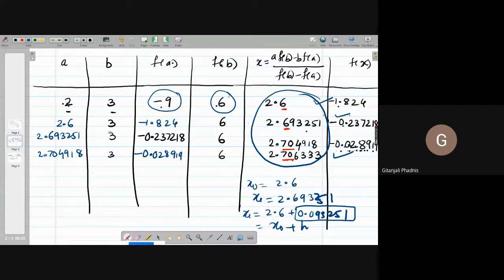What can you say about this h value? Is it a very big number or a very small number? Very small. Now consider this is my x naught, this is my x1, this is my x2. Now I can express x2. x2 is 2.704918, which I can write as 2.693251 plus something. The difference that comes will be something like 0.01, approximately.